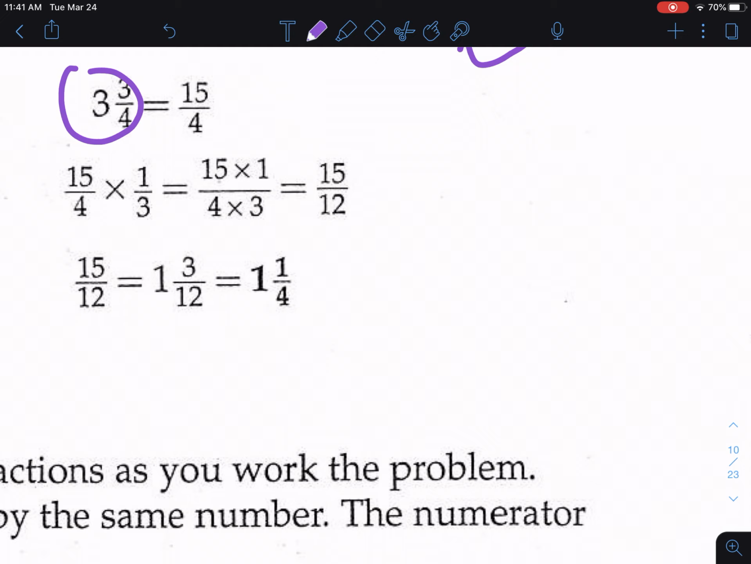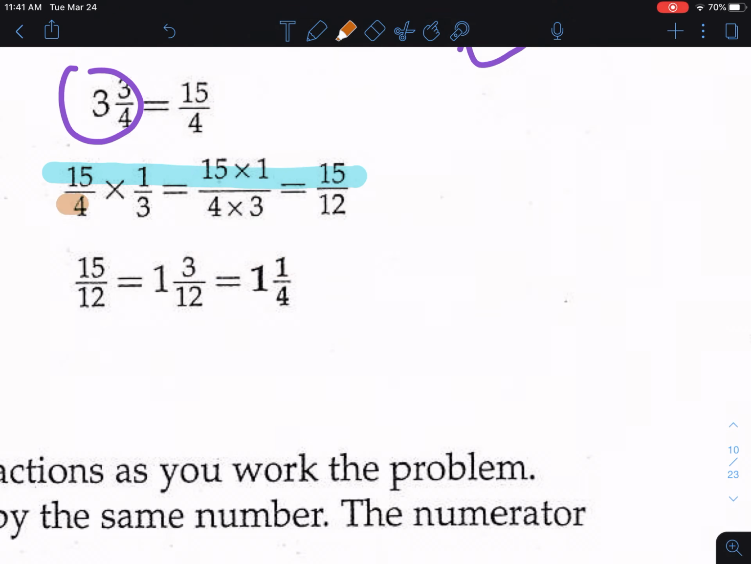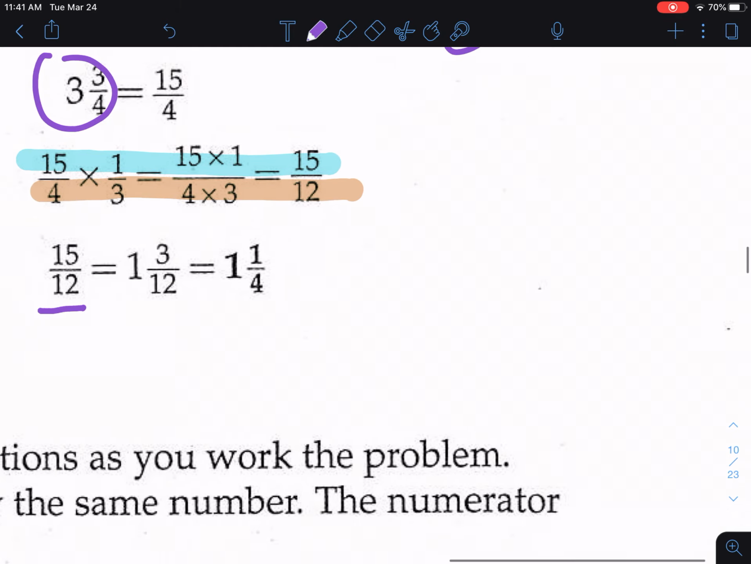Okay, so now we have 15 fourths times 1/3. Like we did before, we're just going to multiply straight across, 15 times 1 to get 15. And we're going to multiply straight at the bottom, 4 times 3 to get 12. Now here's the thing. They want this improper fraction to become a mixed number. Quick refresher on how you get 15/12, this improper fraction, into mixed number form.